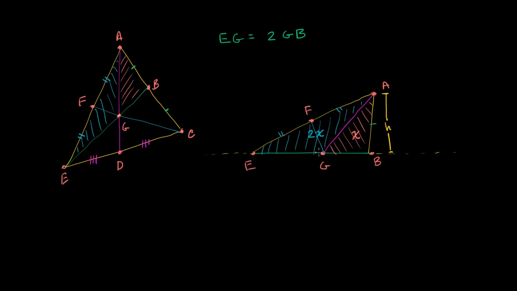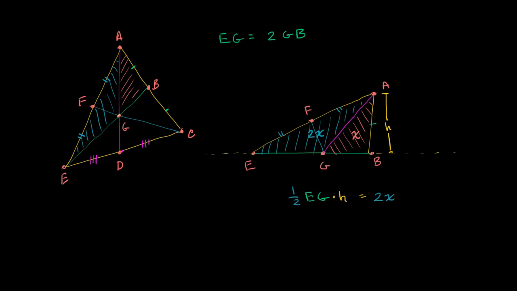So if you look at this blue triangle right over here, we know that 1/2 times base times height is equal to area. The base is EG. So 1/2 EG times this yellow height is going to be equal to 2x. I'm just applying the formula for area of a triangle. 1/2 base times height is equal to area. This is our area.